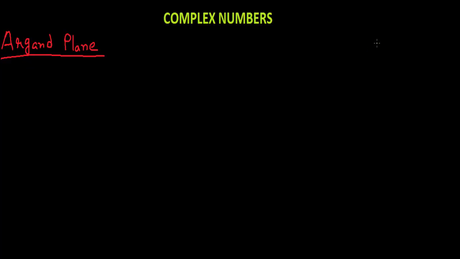In our real axis system, we used to have something like this. This was the x-axis, this was the y-axis. For any point, suppose P, this distance was known as the abscissa, and this distance right here was known as the ordinate. So the x distance and y distance were abscissa and ordinate.